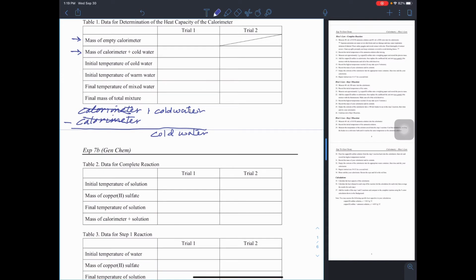And what we have here, we have an initial temperature for the cold water, so we're going to need that. We also need a final temperature. The final temperature listed here says of the mixed water. This is the final temperature of both the hot water and the cold water because they were mixed together and they came to the same temperature. So we're going to use this final temperature, subtract the initial temperature of the cold water.